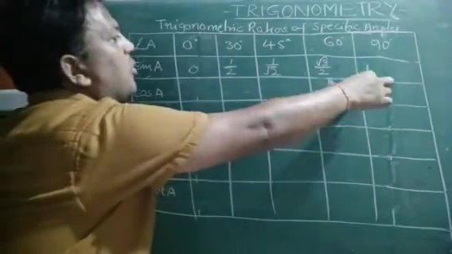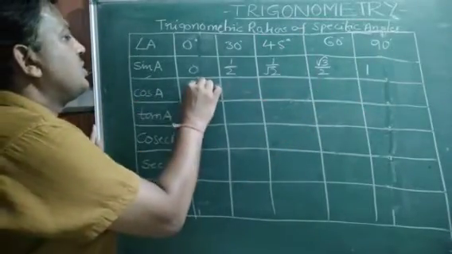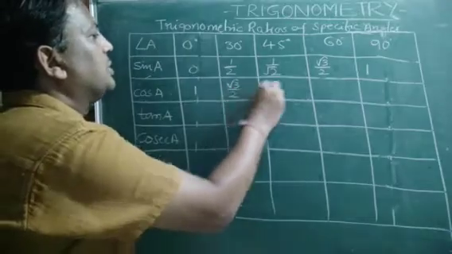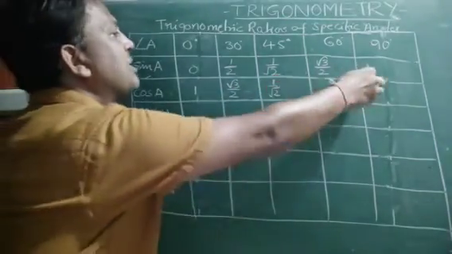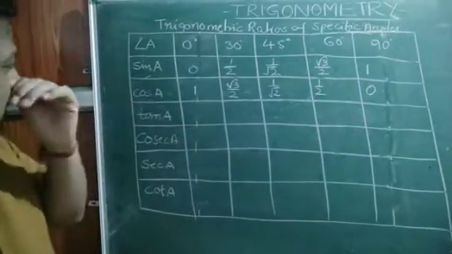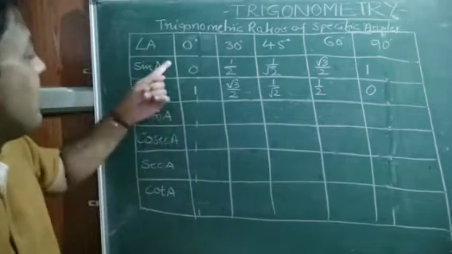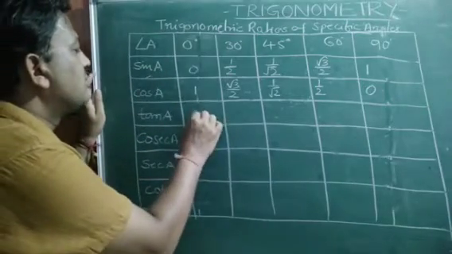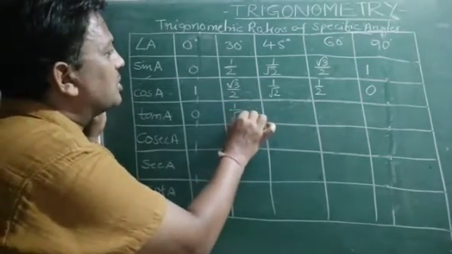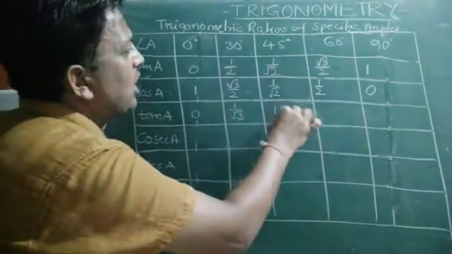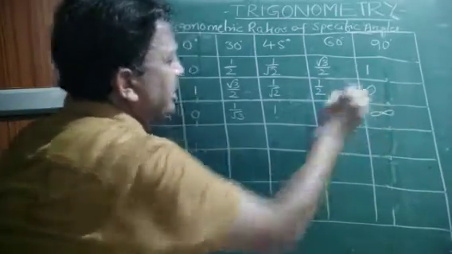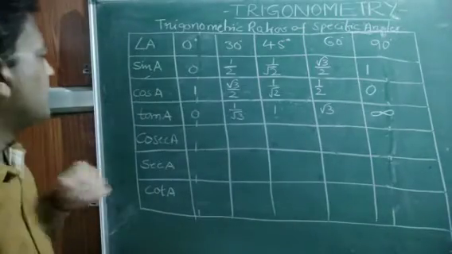Cos A is just the opposite children. Start from here. Cos 0 is 1. Cos 30 is root 3 by 2. This is the same, just come from that side. Now next 1 by 2. Next 0. Okay children, tan. Tan is what? Sin by cos. 0 by 1 is 0. 1 by 2 by root 3 by 2 is 1 upon root 3. Here 1. Here root 3. Here undefined, infinity, because 1 by 0.